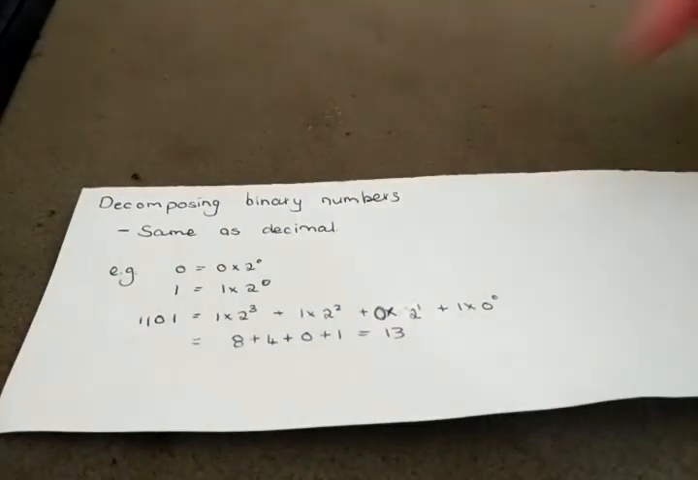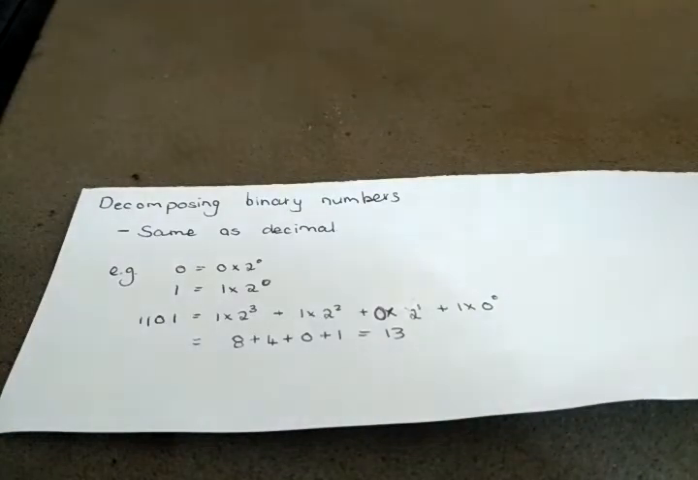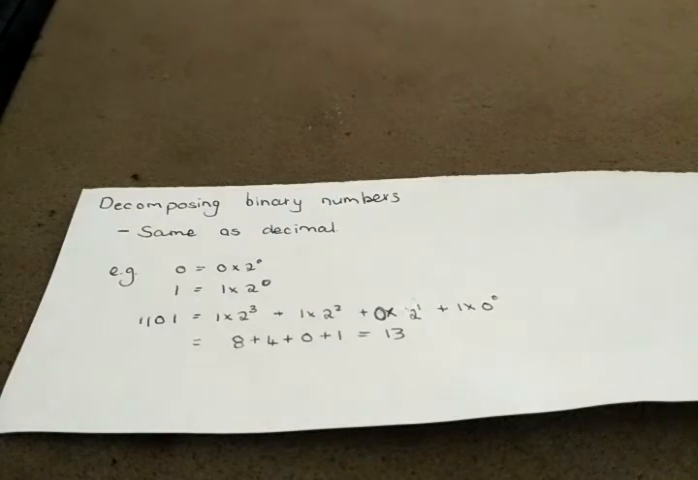The binary system follows the same rules except that we only have two symbols and that the radix is 2. So for example, 0 equals 0 times 2, which is the base in this case, to the power of 0, which relates to the position. Jumping to the last number, 1101, we can see that it is 1 times 2, which is the base, to the power of 3, which relates to the position of that digit.